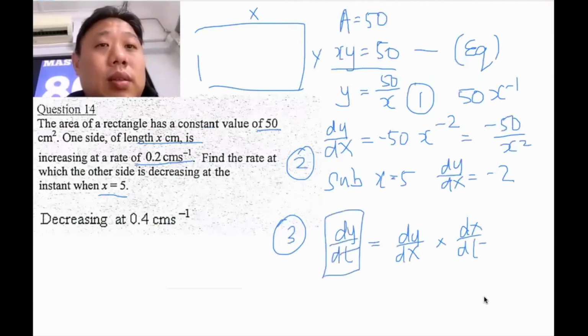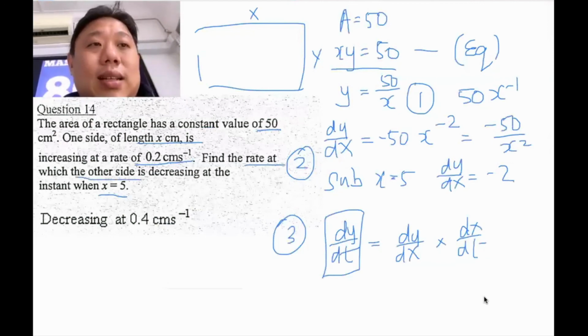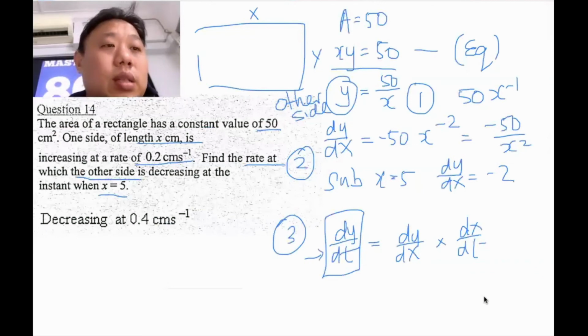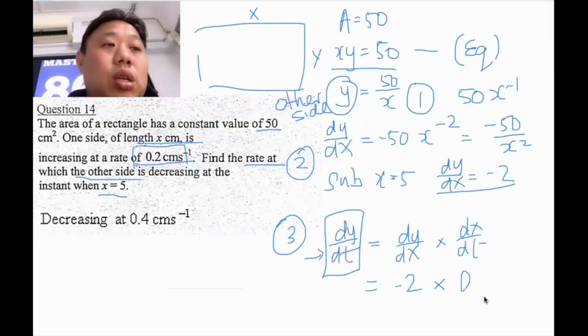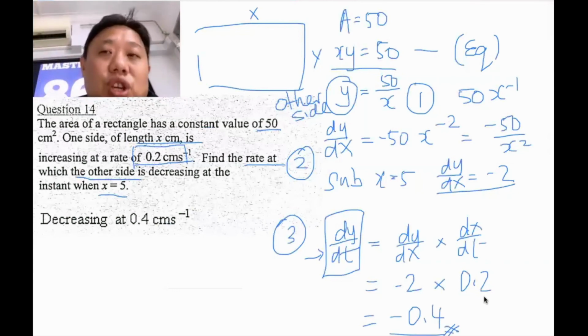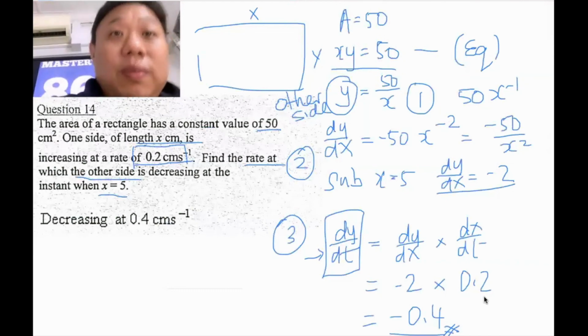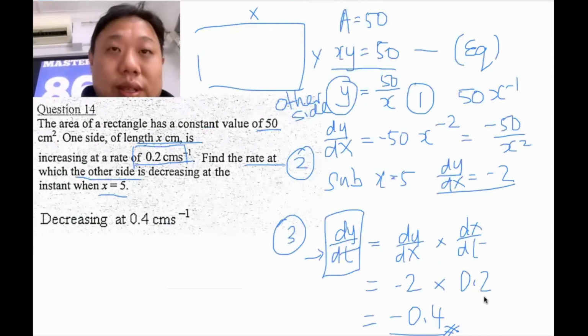So this is the rate of change of the other side. So we call this y the other side. Okay, so this is what I want to find. dy/dx has -2, it will be a number. The other number is that one side is changing at this length. So I get -0.4, and this will be the rate of change. And when you see this is negative, okay, this will be a decreasing rate.